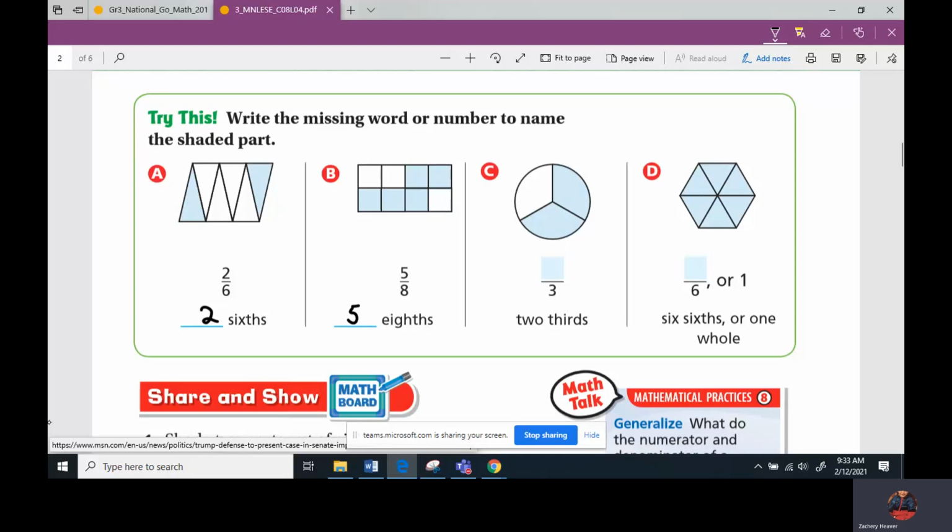Here we have 1, 2. There's 2 parts shaded out of 3, so it's 2/3. Lastly, the entire thing is shaded, which gives us all 6 pieces or 1. 6/6 or 1 whole. Both of these answers work. You could say, oh, I have 6/6, or you could just say, I have 1 whole.